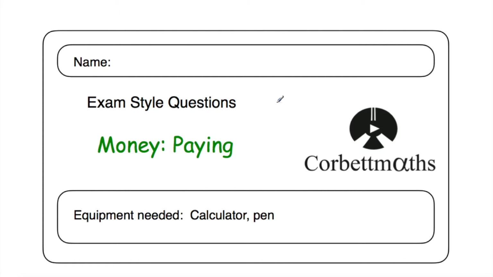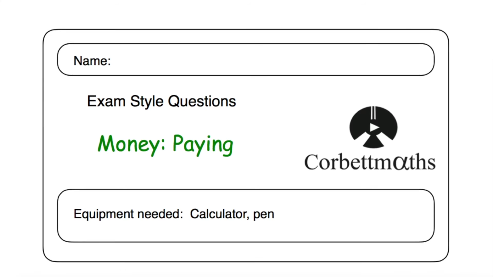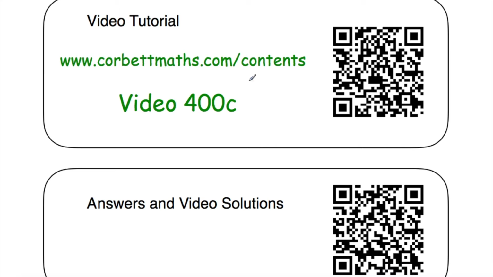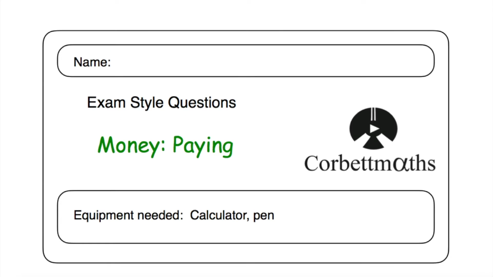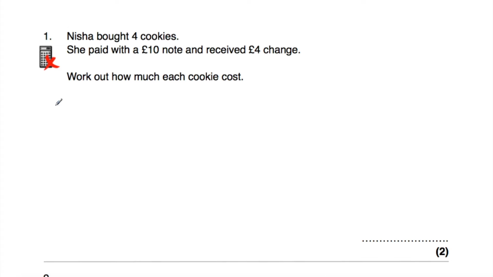In this video, we're going to look at the video solutions to Corbettmaths practice questions on the money topic of paying or buying things. If you need any extra help on this topic, go to corbettmaths.com/contents and scroll down to video number 400C, where there's a video tutorial on the questions based on money and buying things. But alternatively, if you want some help on the practice questions in this video, I'm going to go through the video solutions to those practice questions. So let's get started.